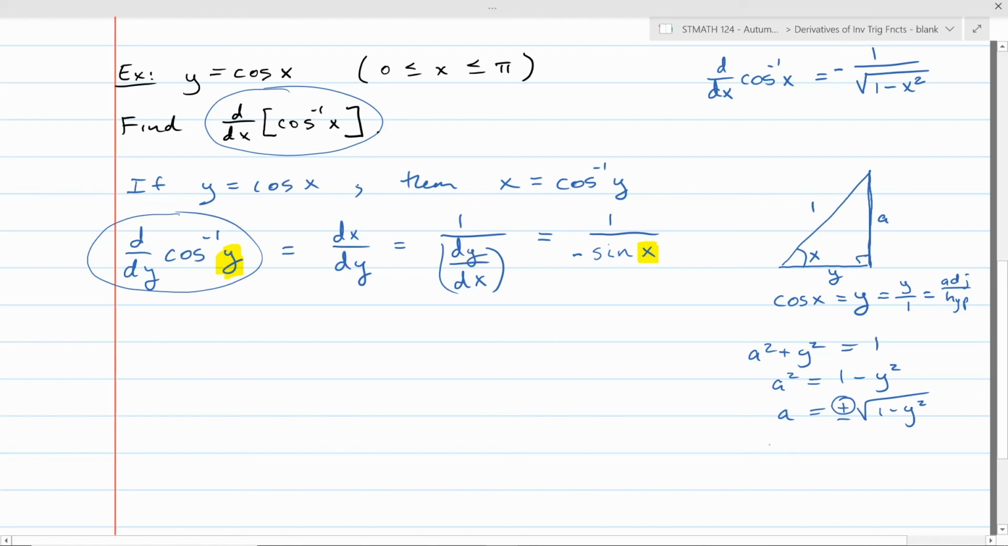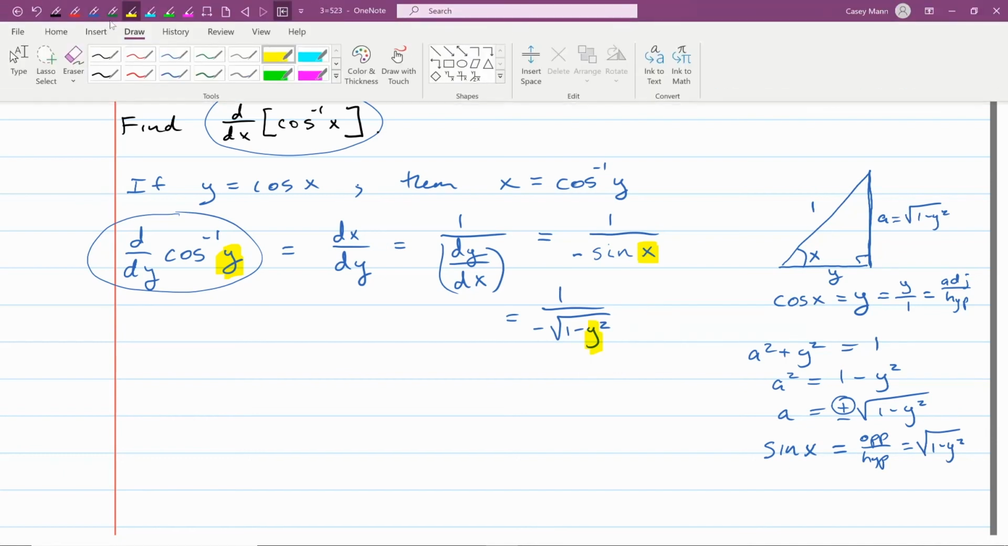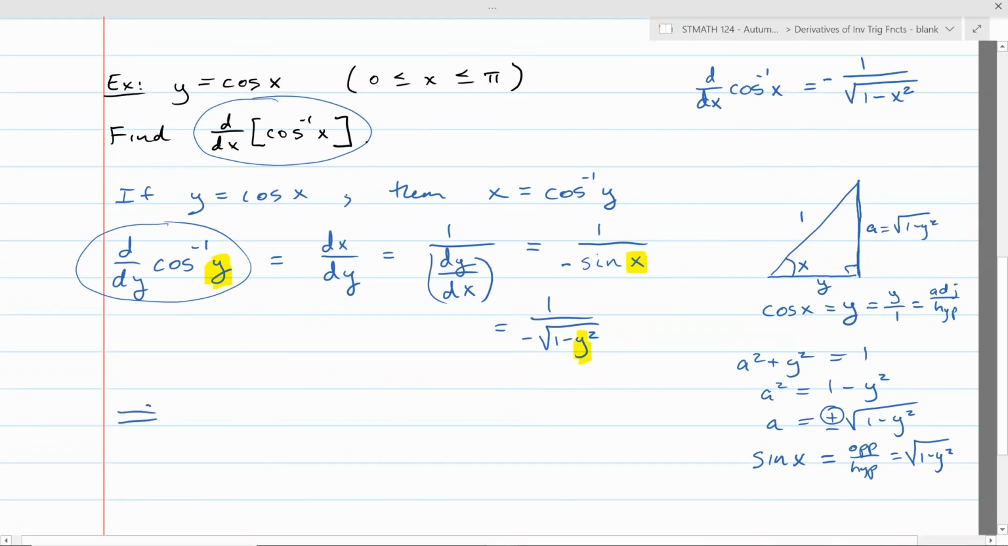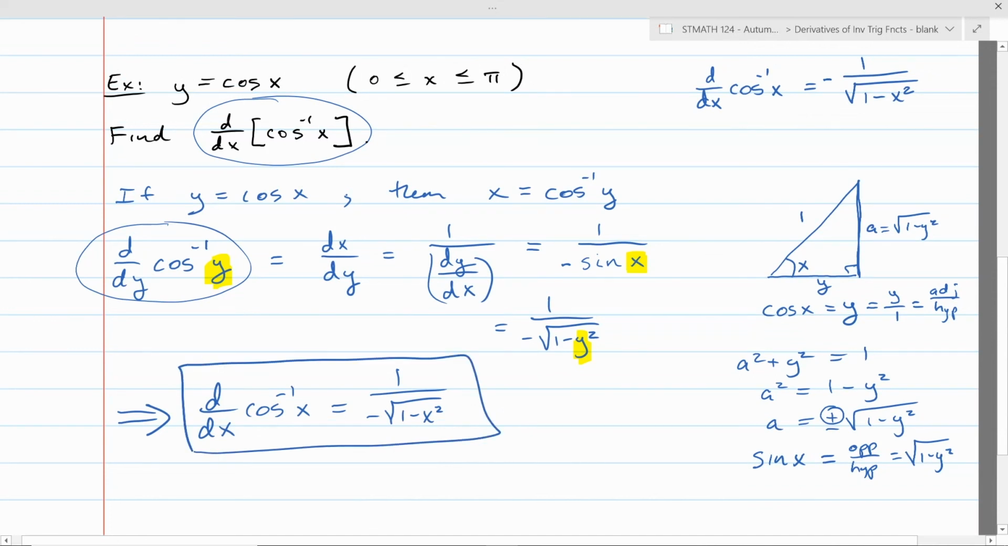Now I can read off from that triangle, what is sine of x? Well, from that triangle, sine of x is the opposite over the hypotenuse, and that just works out to be a, which is square root of 1 minus y squared, over 1. And so you end up with 1 over negative the square root of 1 minus y squared. And now my variable matches what I started with. And so now I can put the variable back to x if I want to and just say the derivative with respect to x of cosine inverse of x is equal to 1 over negative square root of 1 minus x squared, which was the formula that we were expecting. So that's kind of cool.